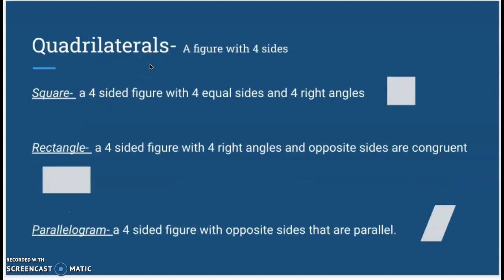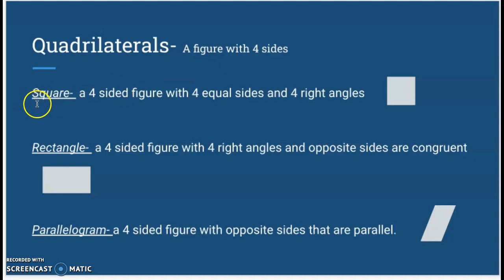On the second page it shows quadrilaterals as its own thing. All of these are types of quadrilaterals. A quadrilateral is just a four-sided figure. It has four sides. Just like a triangle has three, a quadrilateral has four. There's a bunch of shapes that have four different sides.